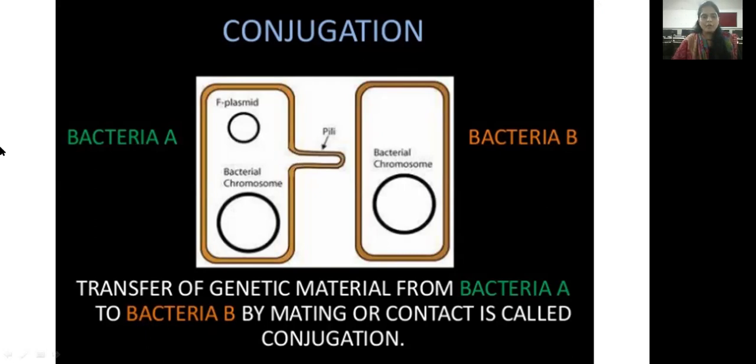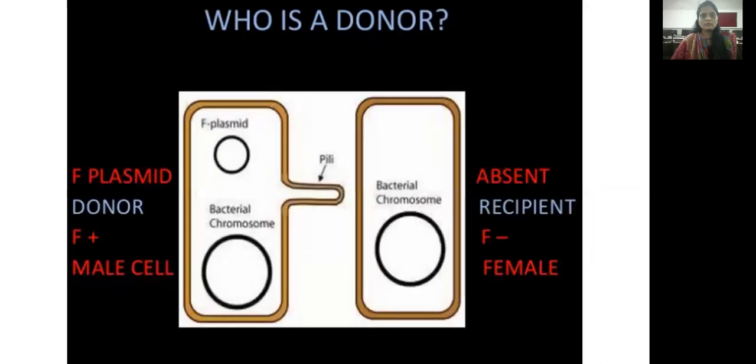Transfer of genetic material from bacteria A to bacteria B, that is cell to cell contact via the pilus or a tube, occurs, and this plasmid is transferred from donor to recipient, and at the end of this process the female cell, that is the F negative cell, also becomes positive. That is, it becomes male and it can even transfer its F plasmid to other female cells. Who is the donor? The cell which contains the F plasmid acts as donor, and that is why it is called an F plus cell. Who acts as recipient? F negative cells, they are called female, they act as recipient.